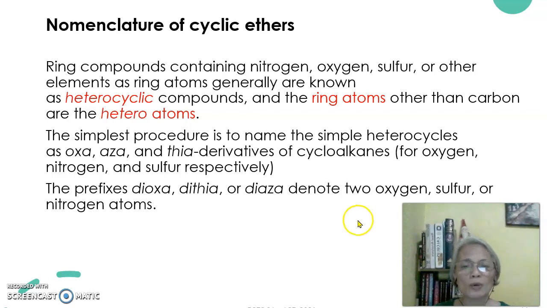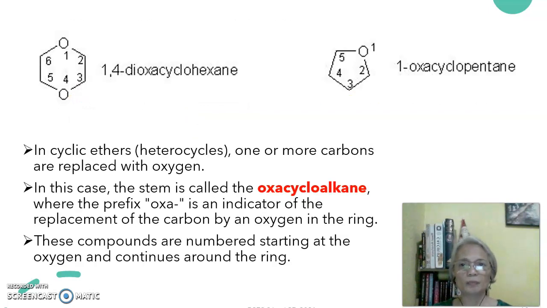Okay? So, if the carbon is replaced by oxygen, we call that oxa. If it is replaced by nitrogen, we call it aza. If it is replaced by sulfur, we call it thia. So, we have oxa, aza, and thia derivatives of cycloalkanes. We could also use dioxa, dithia, or diaza if there are two oxygen, sulfur, or nitrogen atoms respectively.